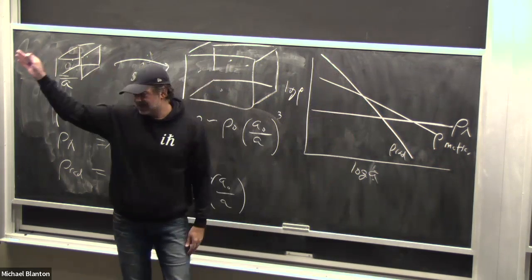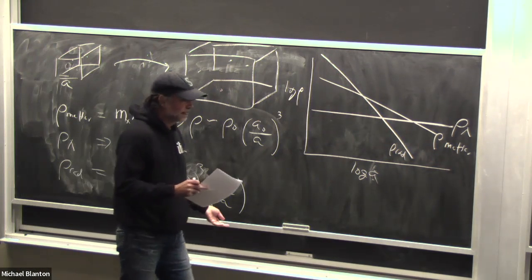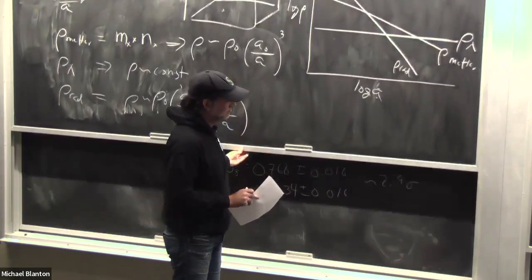So if you go way back in time, the universe is full of radiation, and that's the dominant form of energy density. This is a ridiculous question.